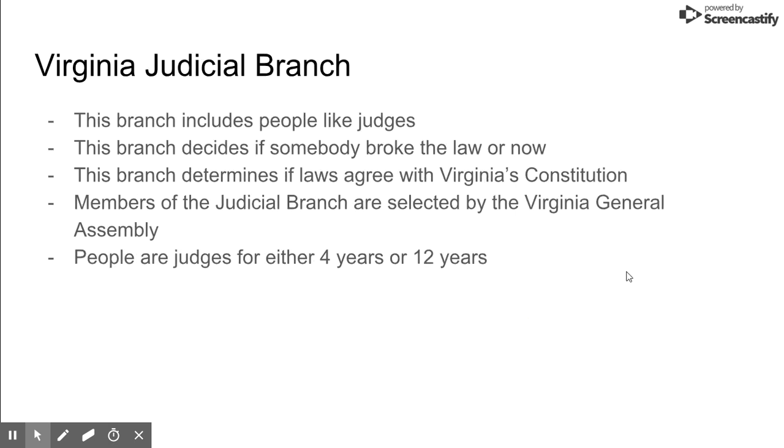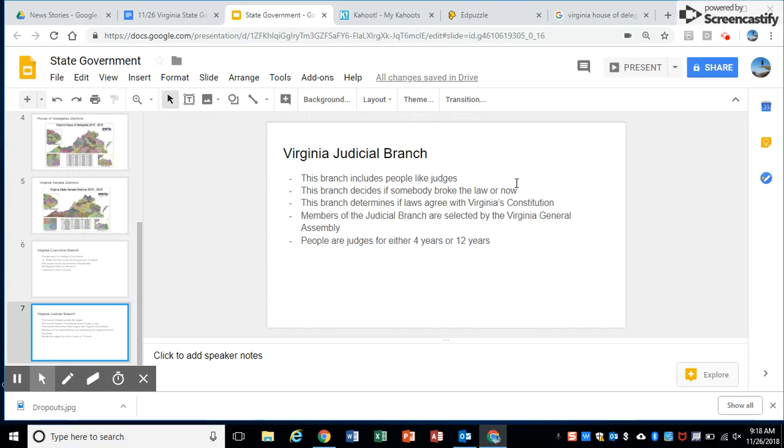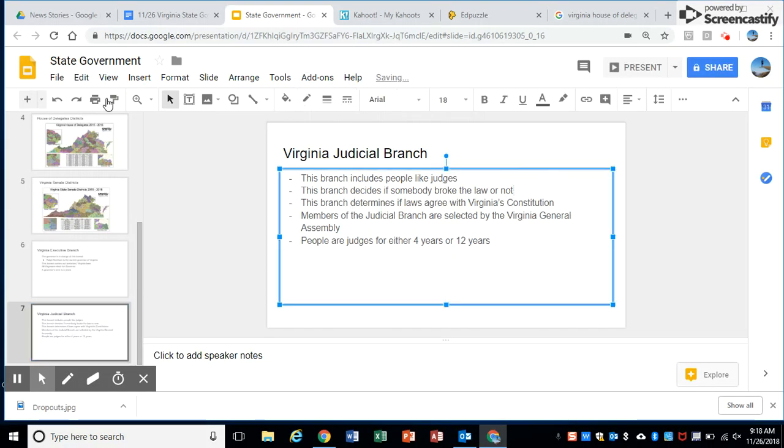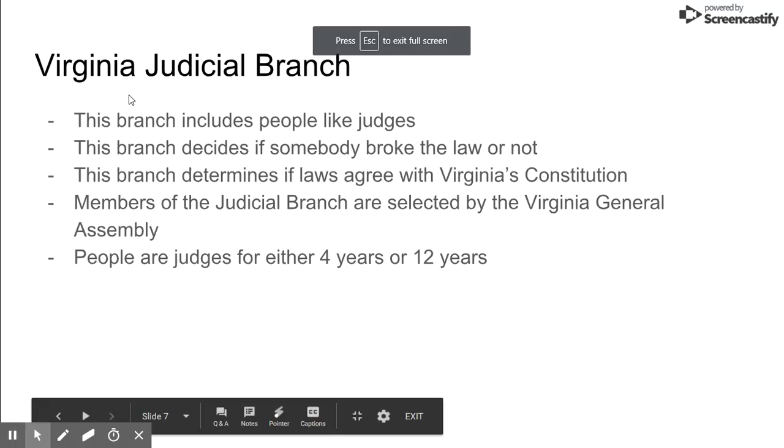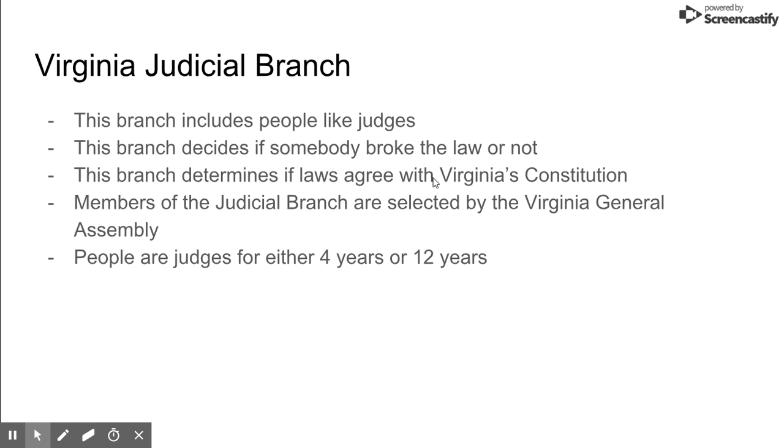And the last one is the judicial branch. This branch includes people like judges, and this branch decides if somebody broke the law or not. And this branch determines if laws agree with Virginia's Constitution. So not the United States Constitution. They just look at Virginia's Constitution.